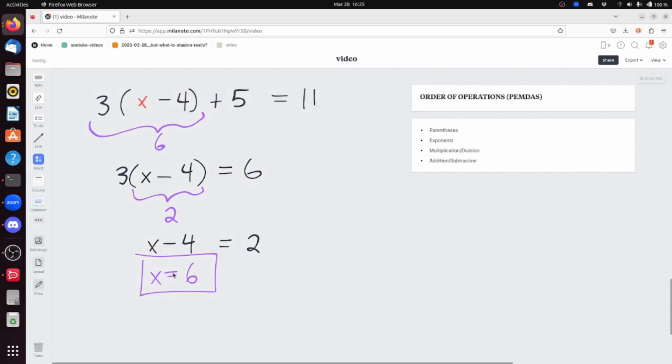And you can also plug this into the original equation and verify that you get the correct answer. So if you substitute in 6 for x, you see that you get 6 minus 4, which is 2, times 3 is 6, plus 5 is 11. So that will satisfy the equation.